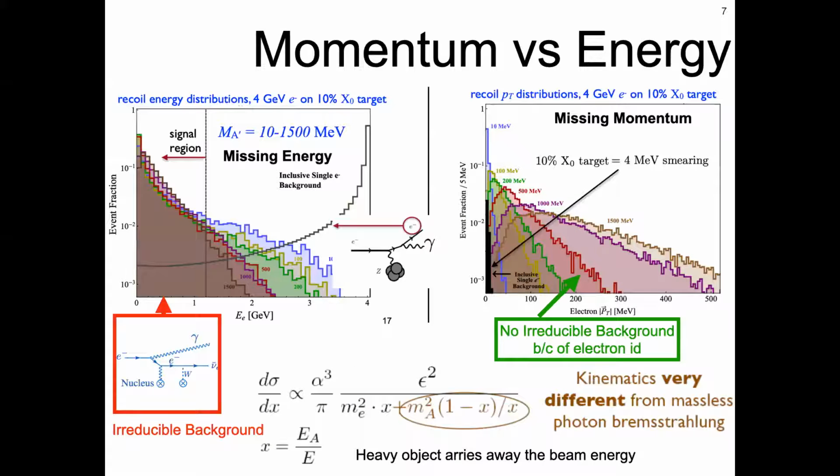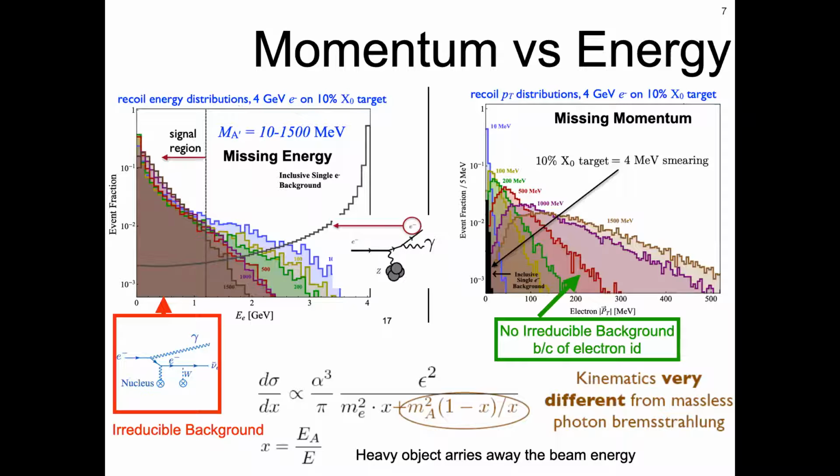And here's actually what they look like. So the left here is the missing energy. Your background in this case is just going to be an electron scattering off a nuclei, radiating a photon. And so here, this is the electron energy after it scatters for a 4 GeV beam. So the initial electron energy is going to be 4 GeV, and for your background, you see that most of the final electron energies are close to 4 GeV. But then when you add a dark photon, the final electron energy is not 4 GeV anymore, it's 1 GeV.